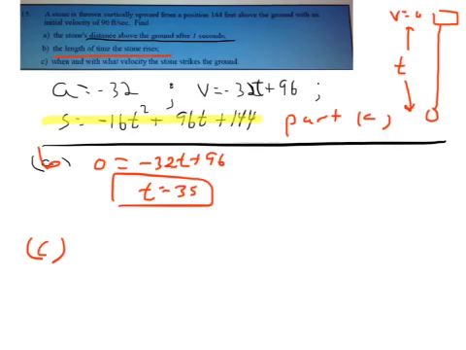And for part C, it's saying when and with what velocity does the stone strike the ground. So there's two questions here. When is time, and what velocity? That's velocity. So let's answer the when. When the stone strikes the ground, we're looking at the instant right before it strikes the ground. Its position from the ground is going to be 0. So we can just solve this equation for position, setting it equal to 0.